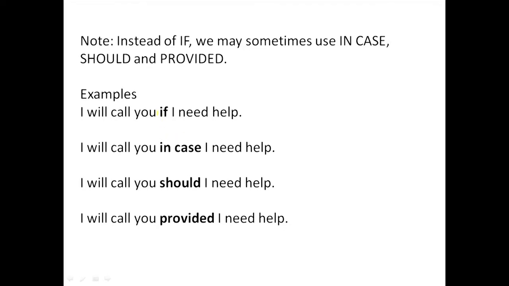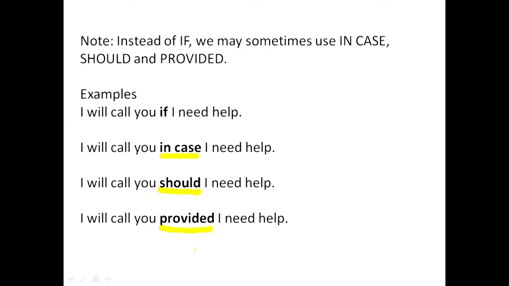So we will in fact replace if with the following I've given you: in case, should, and provided. I'll call you if I need help, it will also sound as what? I will call you in case I need help. I will call you should I need help. I will call you provided I need help. So in case, should, and provided, in fact, are convenient replacements for if.